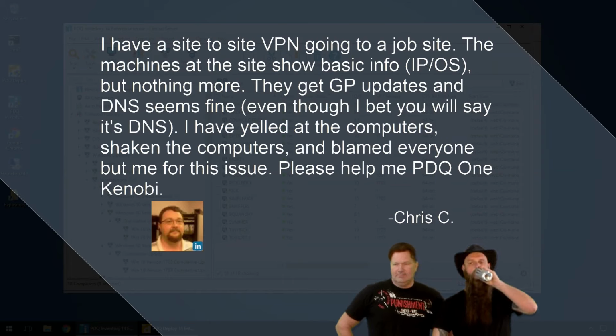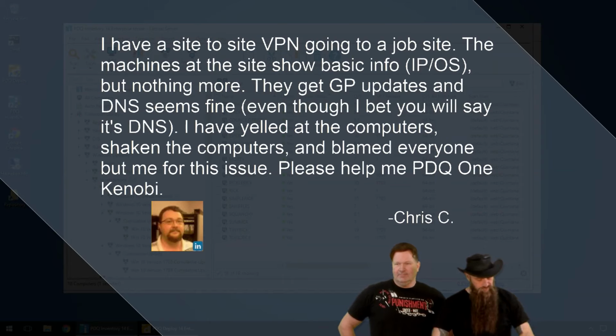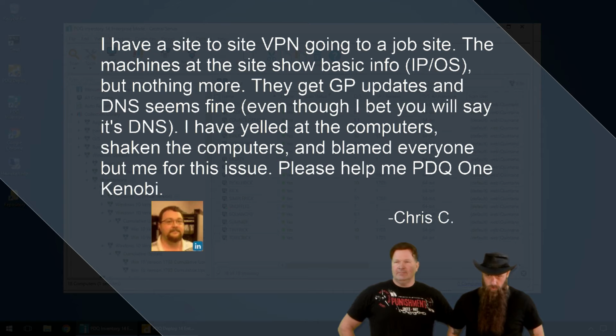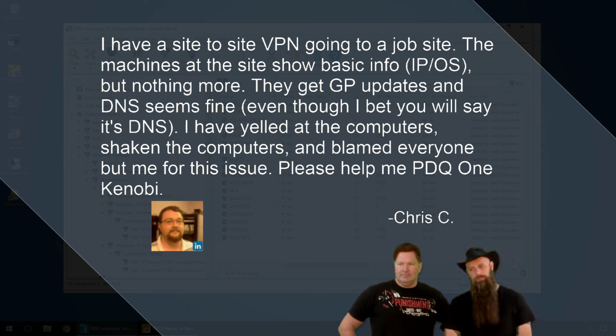Dear Shane and Lex, I have a site-to-site VPN going to a job site. The machines at the site show basic info, IP and OS, but nothing more. They get GP updates and DNS seems fine, even though I bet you will say it's DNS. I have yelled at the computers, shaken the computers, and blamed everyone but me for this issue. Please help me, PDQ One Kenobi. Thanks, Chris C.